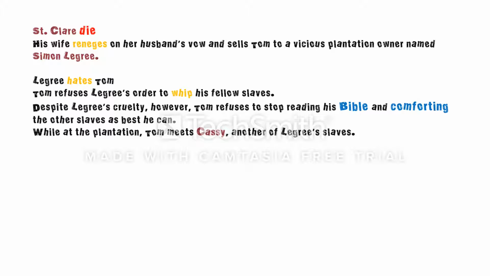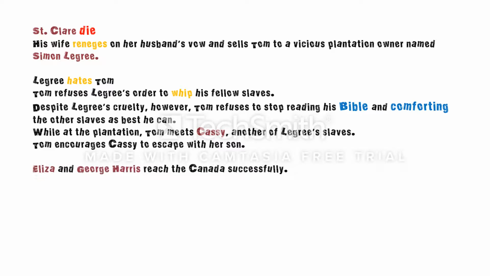Also, while at this plantation, Tom meets Cassie, another slave, and he encourages Cassie to escape with her son. Actually, during the same time, congratulations, Eliza and George Harris reached Canada successfully. But the sad thing is that during the same time, Uncle Tom is going to die.